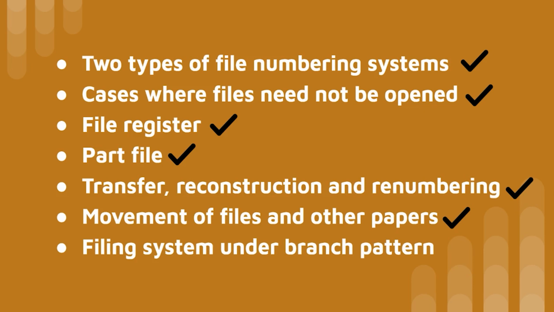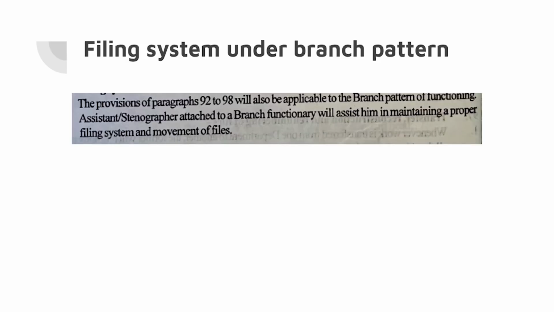We'll finally look at the filing system under branch pattern. The provisions of para 92 to 98 will also be applicable to the branch pattern of functioning. Assistant or stenographer attached to a branch functionary will assist him in maintaining a proper filing system and movement of files.